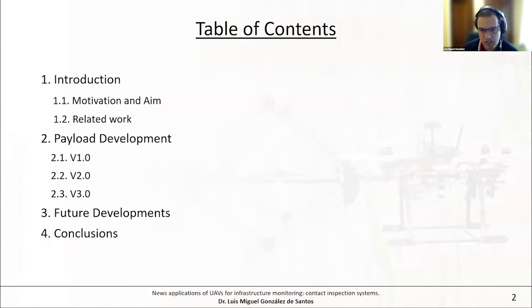So this is the structure of the presentation. I will start with an introduction, highlighting the motivation of the work with a small analysis of the state of the art. Then I'm going to introduce the 3 versions of the UAV contact inspection system we have developed, and then I'm going to talk about the future developments we are planning to do. To end the presentation, I will introduce the conclusions.